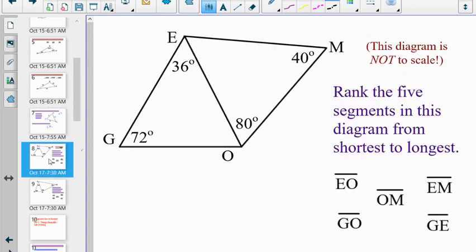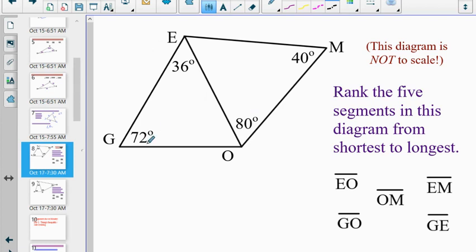And then one last problem for us to take a look at. I like this one. This is one that's going to show up in your homework assignment, or at least one similar to this. Rank the 5 segments from shortest to longest. Wow, interesting. Now, first things first, the diagram is not to scale. That 72-degree angle might not be exactly 72. That 36 might not be exactly 36. That 80 looks a lot less than 80. But we don't need to know what this looks like in order to figure this out.